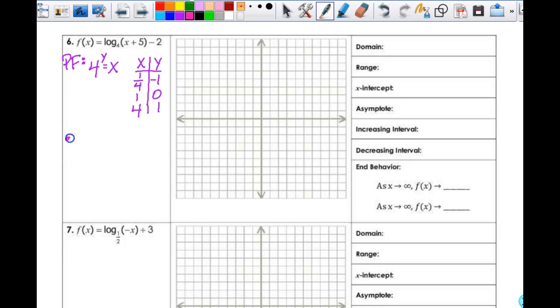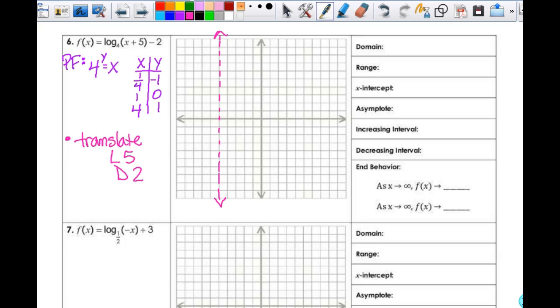My transformations, well, I'm just translating here, right? I'm going to translate. What does the 5 do? Left 5 and down 2. All right, so does it affect my asymptote? Yes, I go to the left 5, so I'm going to go 1, 2, 3, 4, 5. So I'm going to be here at x equals negative 5.